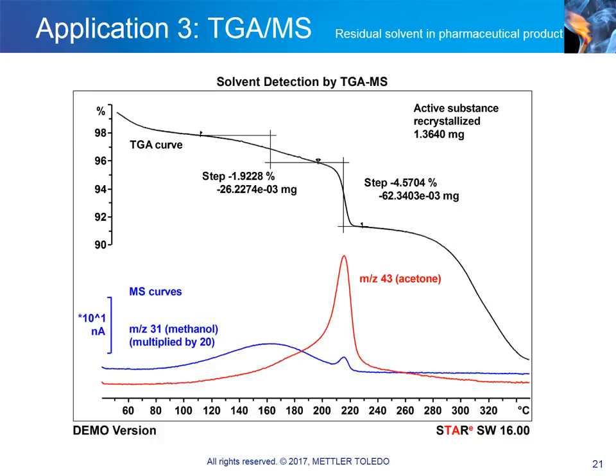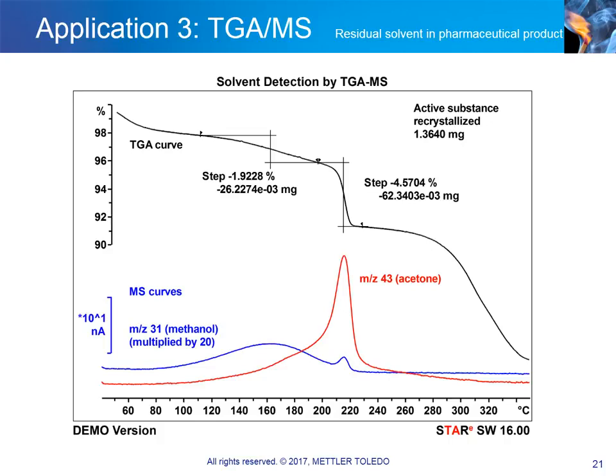The TGA curve exhibits several mass loss steps. In the final step, above 250 degrees, the substance starts to decompose. The two steps in the range of 120 degrees to 240 degrees indicate that moisture or solvents are lost through heating. The simultaneously recorded mass spectrometer ion curves show that the mass loss steps correspond to methanol and acetone.